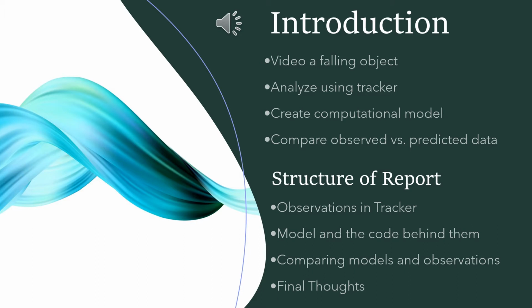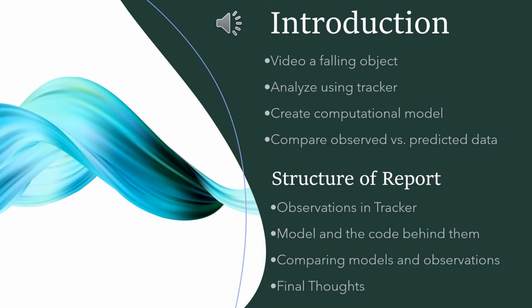Then, using these models and the observations from Tracker, I needed to make a graph comparing the three sets of data. From this graph, we will be able to come to important conclusions about the effects of gravity and air resistance on an object, as well as demonstrate the use of computers and programming for determining important physical quantities.